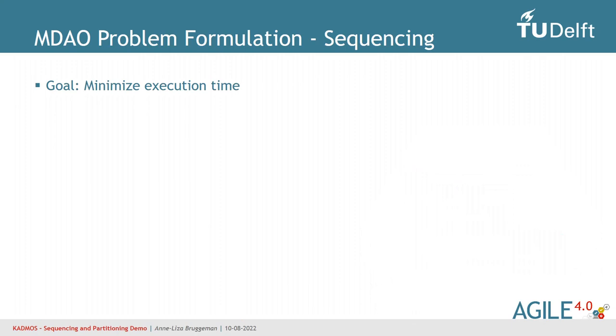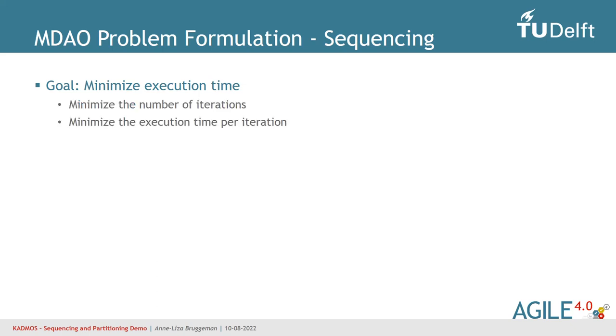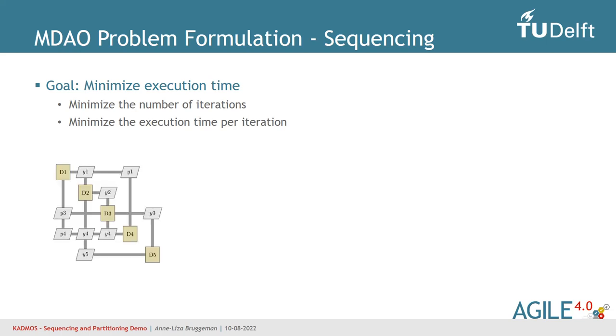One of the goals within MDAO problem formulation is to minimize the execution time. And this consists of two different elements. One is to minimize the number of iterations, and two is to minimize the execution time per iteration. Sequencing targets both goals. So it tries to minimize the number of iterations and to minimize the execution time per iteration. So let's look at an example problem, right?